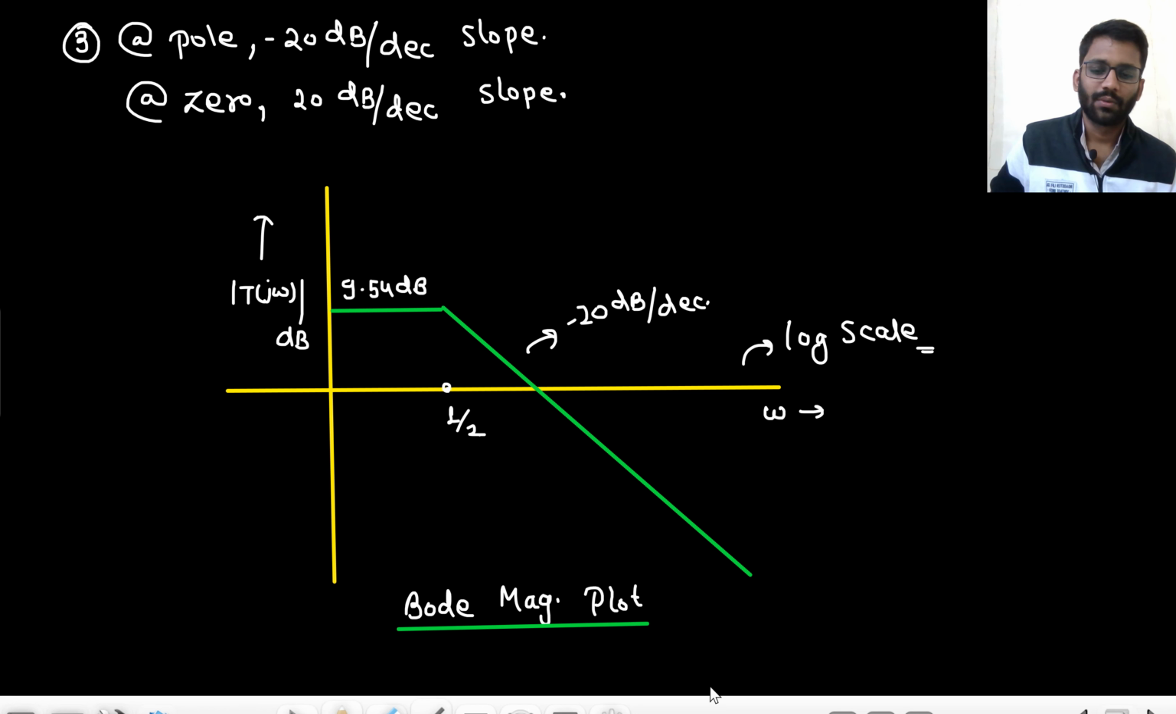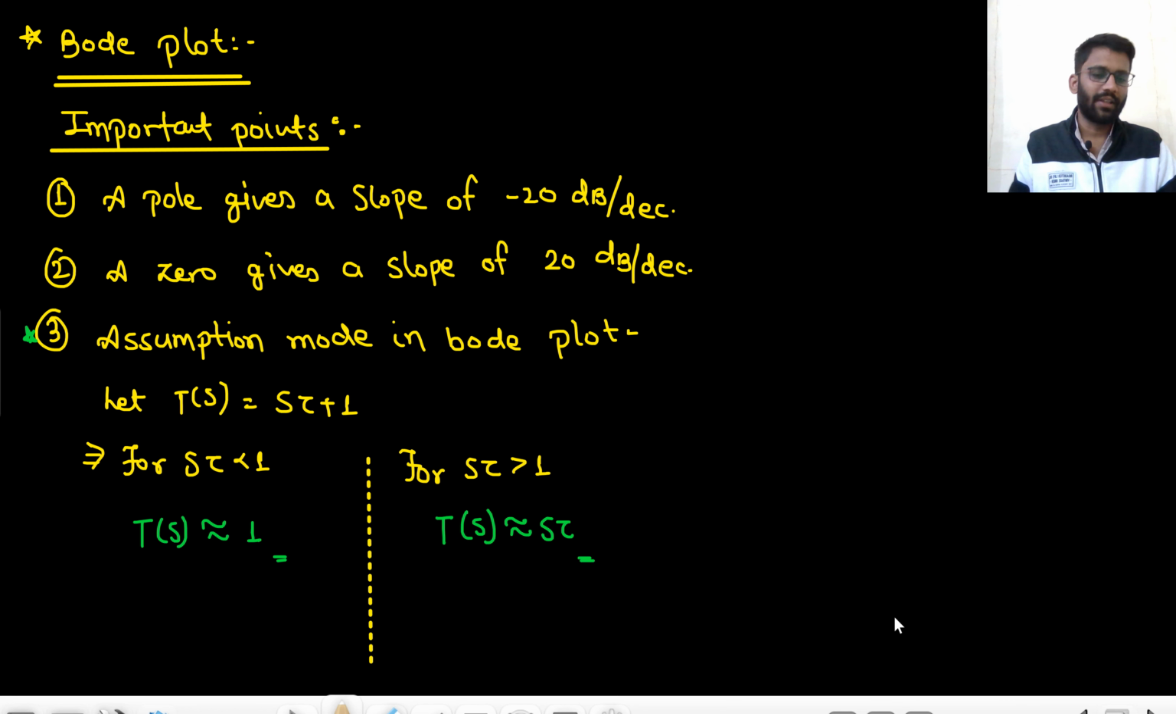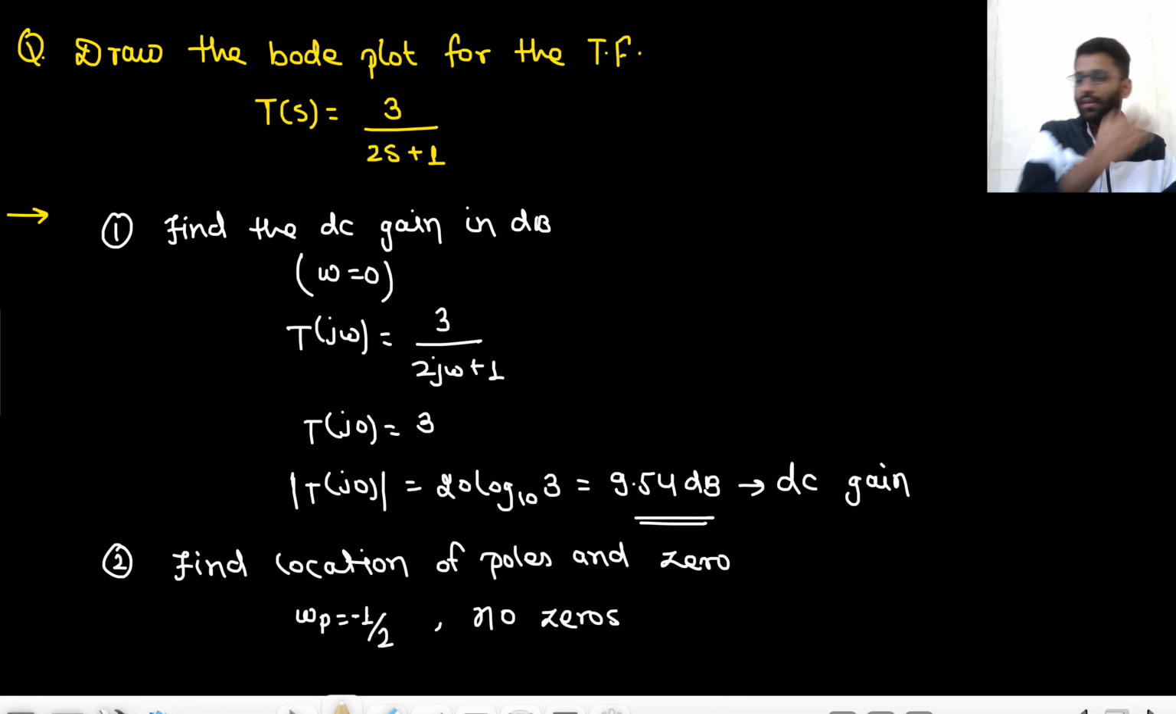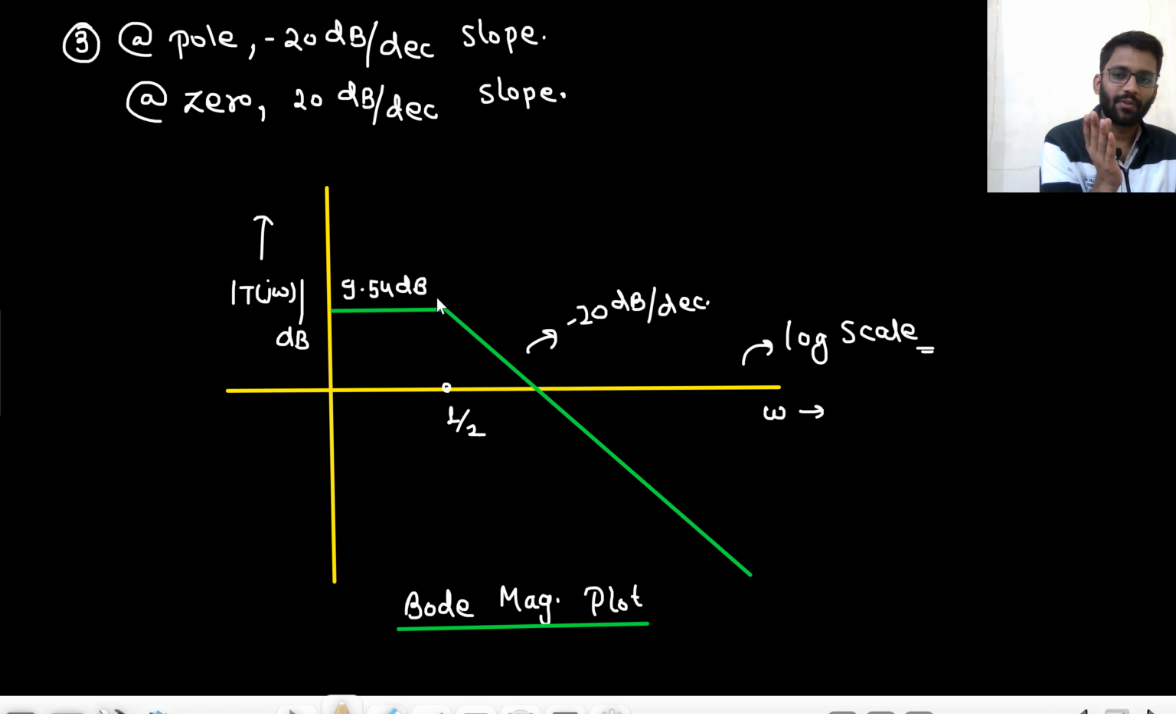Okay, so the assumption that I wrote, that is also clear, right? For 2s less than 1, they are not considering the 2s. They are only considering 1 there. So 3 by 1, simply my 9.54 dB, and after that, the 20 dB slope.